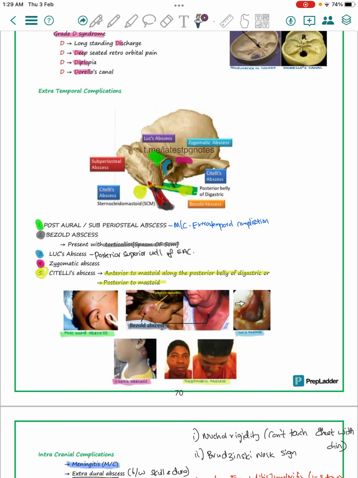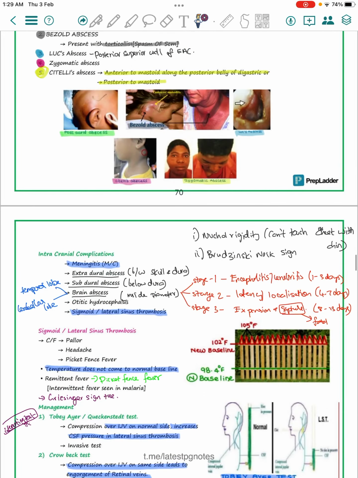You can see the pictures here: the postaural abscess, and the Bezold abscess, which is along the sternocleidomastoid. You can see here also the Bezold abscess. Then Luc's abscess along the posterior superior wall of the EAC. Then the Citelli abscess, along the posterior digastric, and the zygomatic abscess. Here you can see the zygomatic bone.